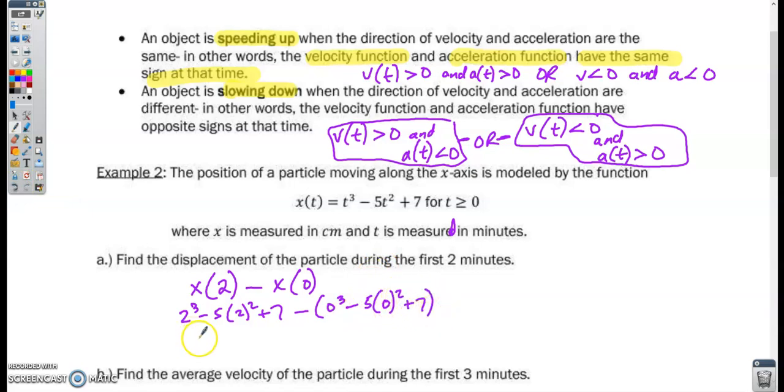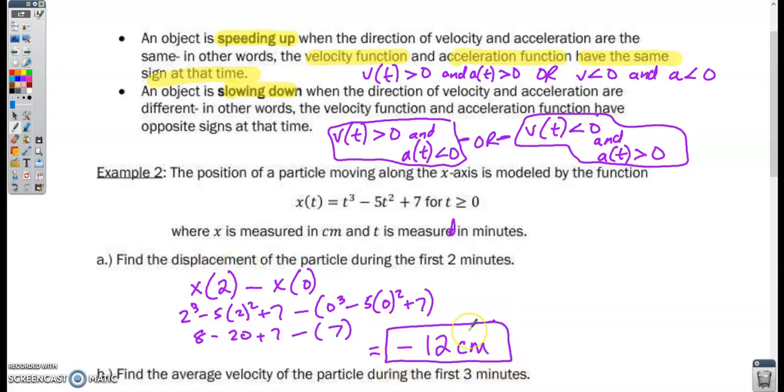And we calculate, and so we've got, let's see, 8 minus 20 plus 7 minus 7, and all this equals negative 12. And I want units. Displacement is a length or a distance, and so it is just measured in the length units for the problem. So the displacement is negative 12 centimeters. That means that the particle is 12 centimeters to the left of where it started.